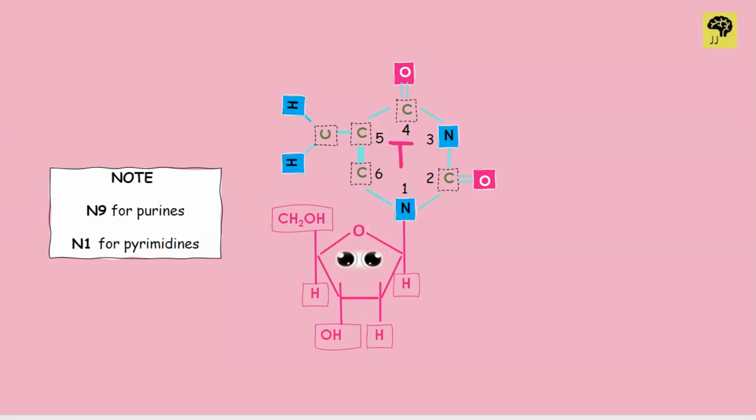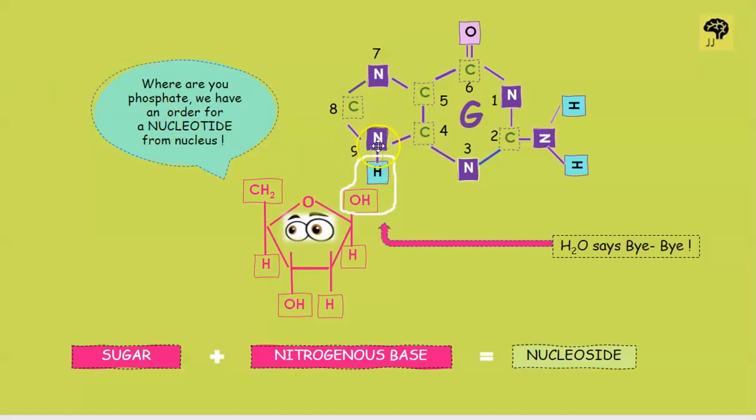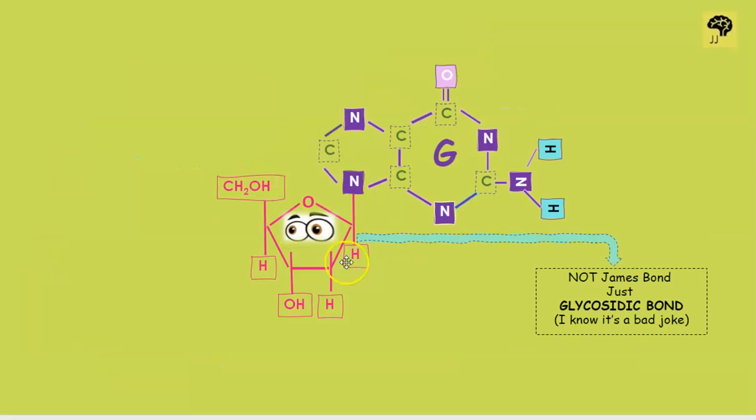So remember that purines form the bond with deoxyribose sugar with the help of the ninth nitrogen. Here we can see that the nitrogen has an H group, and the first carbon has an OH group. When they come together, H2O is released, and this bond is known as a glycosidic bond. Previously we learned about the ester bond between the phosphate and the sugar. Here we are talking about a nitrogenous base and a sugar, where a glycosidic bond is formed.